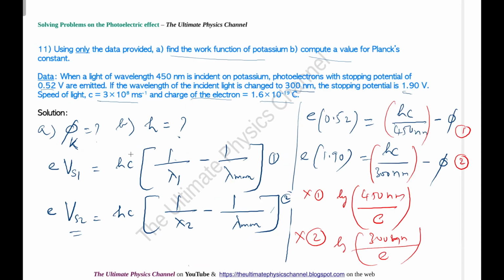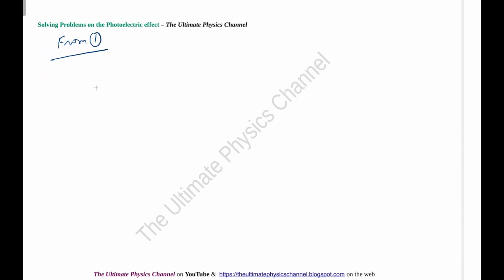In order for that to be done, what we can do is, from the first equation that we got, we set up two equations here, right? The first equation, go back and check here, this is the one, E times 0.52, where we have a term hc over 450, right? That we can keep on one side and take this phi to the other side and write it down now. So hc over 450 nanometers is on the left side now, 0.52 times E plus phi on the other side. From there we can get h easily, right?